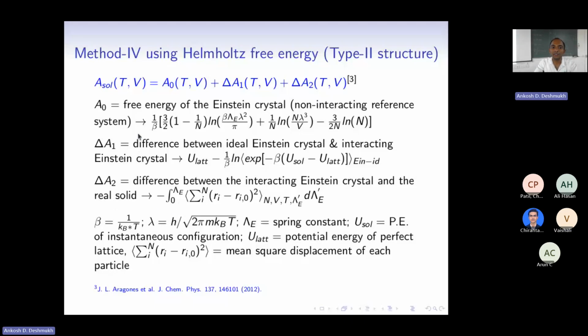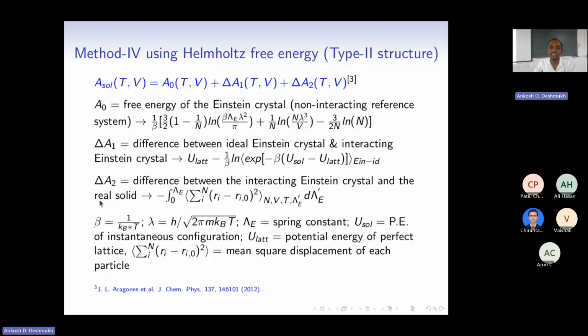Delta A1 is basically the difference between the ideal Einstein crystal and the interacting Einstein crystal, which is given here. That is U lattice minus 1 by beta, where beta is 1 by kBT, times the log of the average of exponential of minus beta into U solid, the potential energy, minus U lattice, taken in the forward direction. So it is the ideal Einstein crystal. And delta A2 is the difference between the interacting Einstein crystal and the real solid.